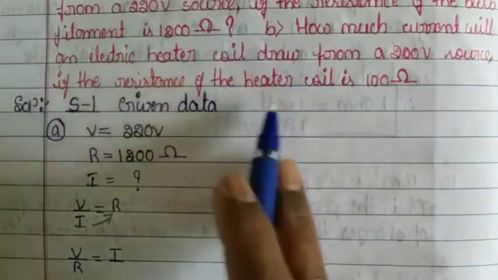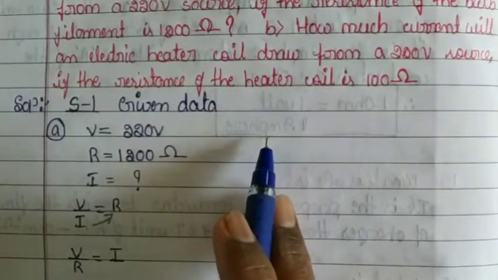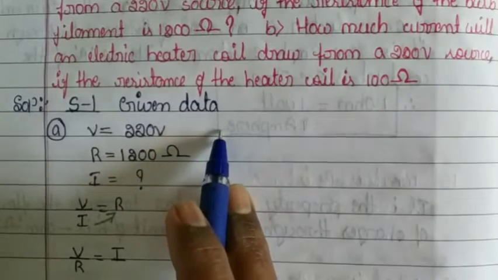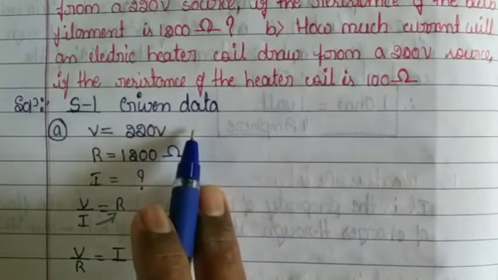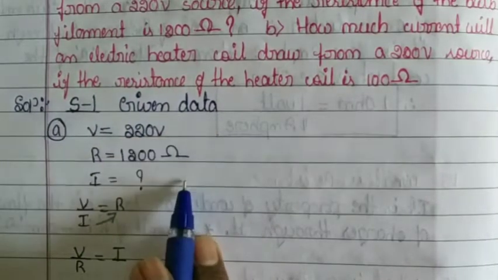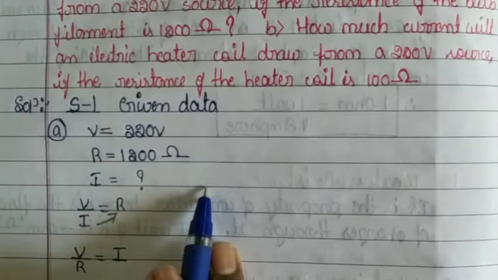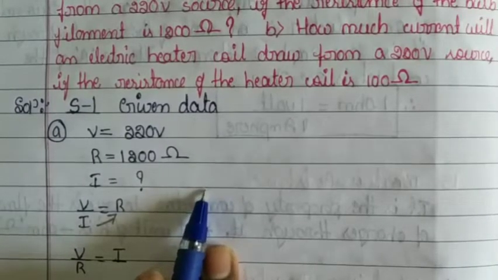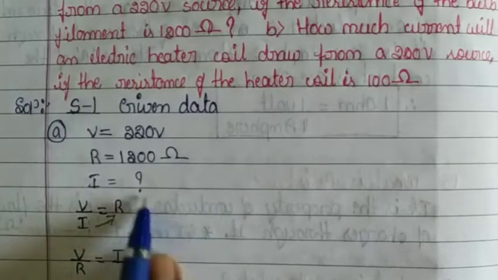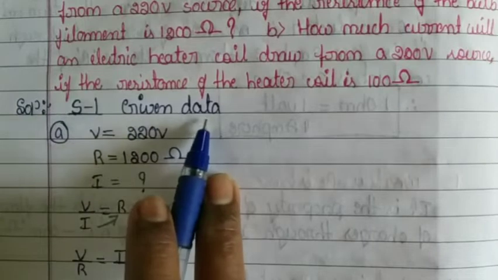Look at children. In this problem, we have to find the current drawn from the source by the electric bulb and the current drawn from the source by the heater. Both the electrical instruments have different resistance. Due to that reason, current drawn from the same source is also different. Now let's come to the solution. In step 1, write the given data.